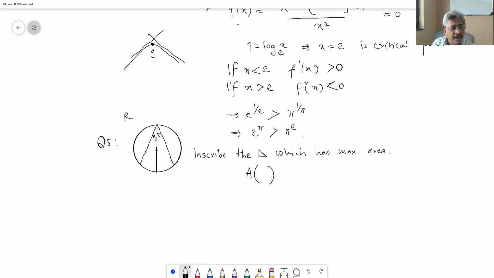This is also theta, and then you will end up getting one triangle like this. For different values of theta you will keep getting different triangles. So can we write down the area function with respect to theta? And if we can do that, then we can optimize it.